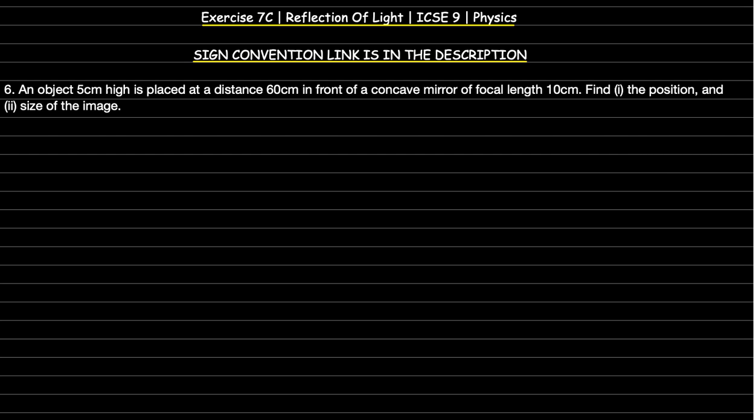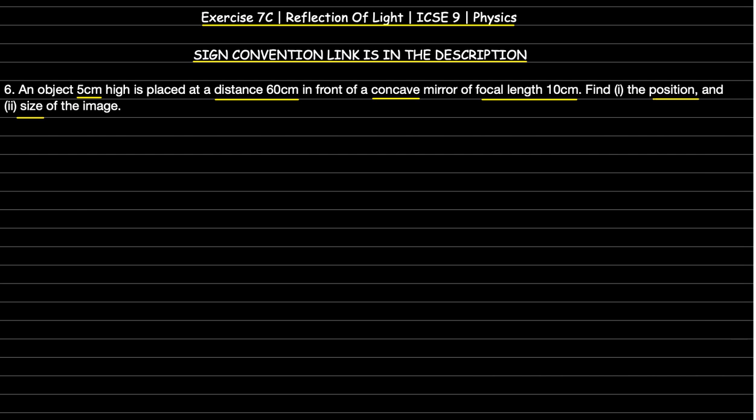So starting with the sixth question, an object 5 centimeter high. So the object height is given as 5 centimeter. Placed at a distance of 60 centimeters. So the object distance is given as 60 centimeter in front of a concave mirror of focal length 10 centimeter. Find the position and size of the image.